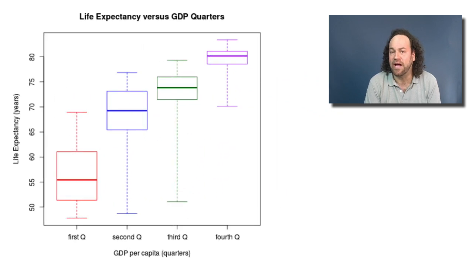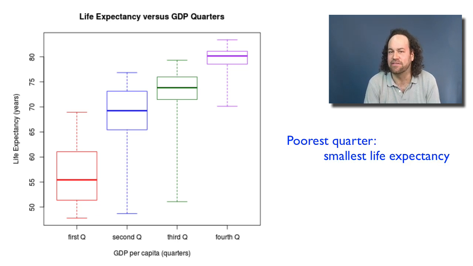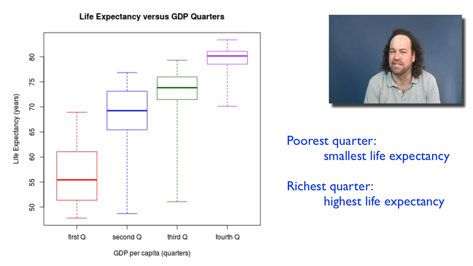So here we see box plots for the life expectancy of the poorest quarter of countries and the second poorest and the third poorest and the richest. And looking at it, it does seem pretty clear that the poorest quarter of the countries, for the most part, have the smallest life expectancy, and the richest quarter of the countries, for the most part, have the highest life expectancy. So that suggests there's a relationship, but in a way we haven't used the full information of the wealth variable. We've just divided up all the countries into four different groupings.